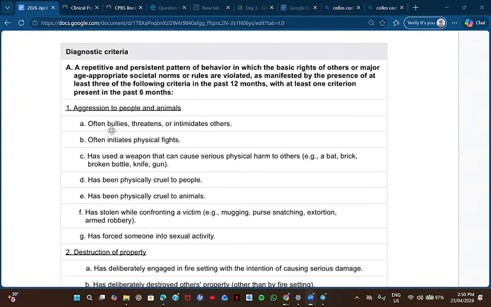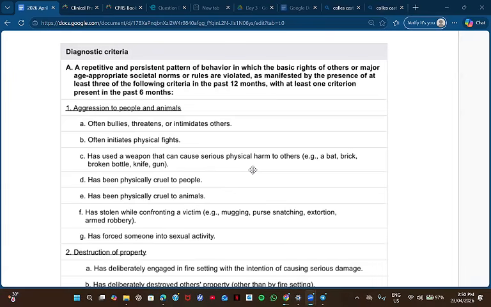So what are the features in aggression? Often bullies, threatens or intimidates others, often initiates physical fights, has used a weapon that can cause serious physical harm to others, like throwing bricks, broken bottles, knife, gun, and has been physically cruel to people, has been physically cruel to animals, right?